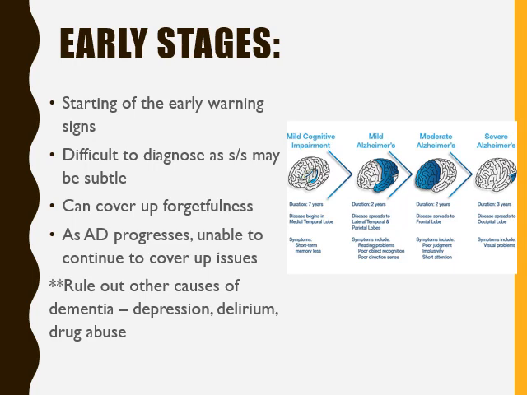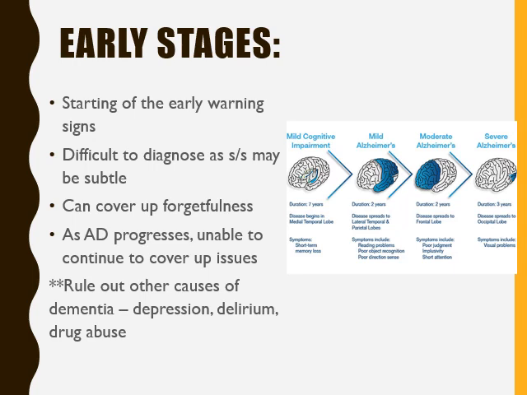Okay. So when you start with the early warning signs, it's really difficult to diagnose because sometimes they're subtle. Remember, your elderly can cover up forgetfulness. They can say, "Oh, I just forgot today." But unfortunately, as Alzheimer's progresses, you're not going to be able to cover up. So remember, you want to make sure that you rule out the other causes of dementia, like depression, delirium, and a drug issue. Maybe they got a new medication, or maybe they've been on a different medication.